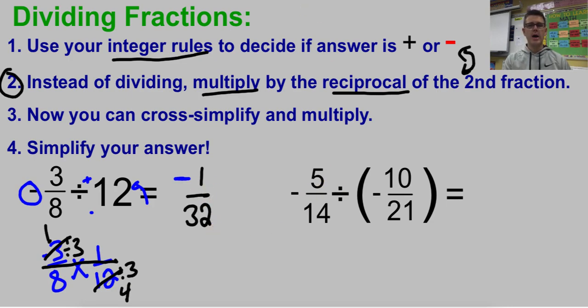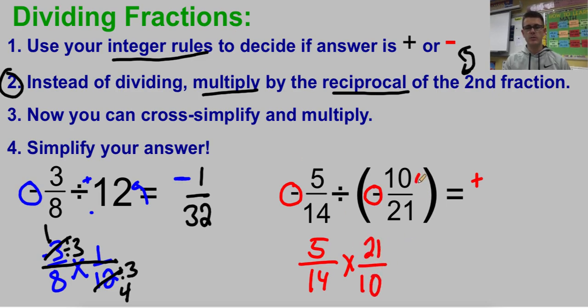Next one, -5/14 divided by -10/21. So first the signs. Negative divided by negative is going to be a positive. They cancel each other out. Now I rewrite it. Instead of dividing, I multiply, but I flip. I don't flip the numbers, I flip the fraction. 21 over 10. Remember, we call that the reciprocal. We flip it upside down. And now we're ready to cross simplify. In this case, 5 and 10 can be divided by 5.